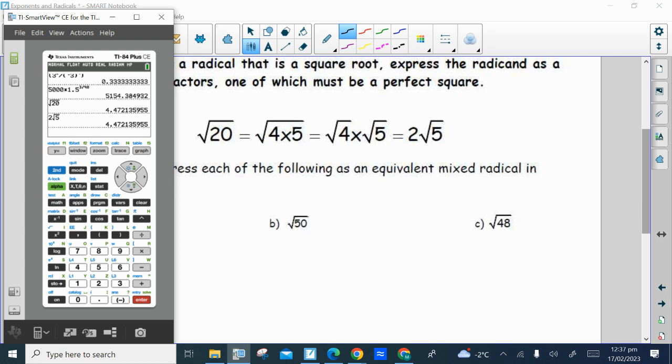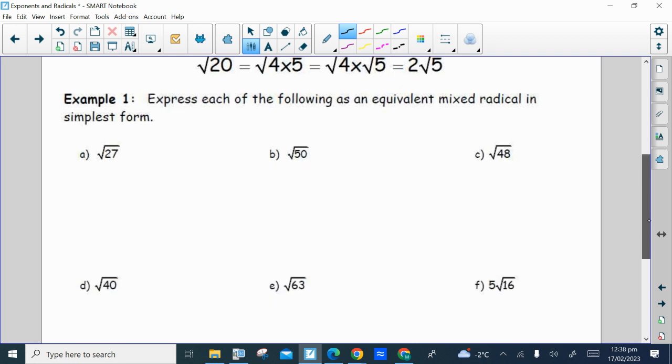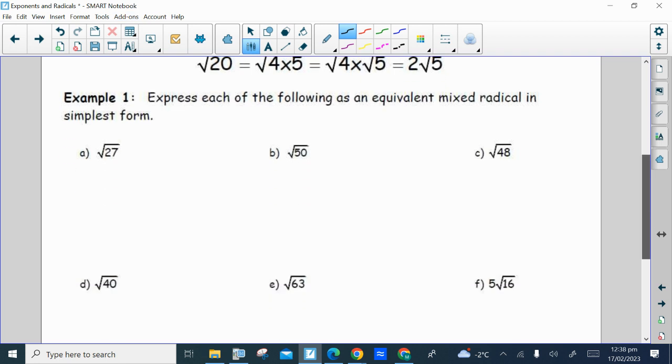We started with an entire radical. We change it to a mixed radical in simplest form. And just like whenever you have a fraction, you always reduce the fraction, the same thing applies with radicals. You always simplify the radicals by breaking them down. So the first example says, express each as an equivalent mixed radical in simplest form.